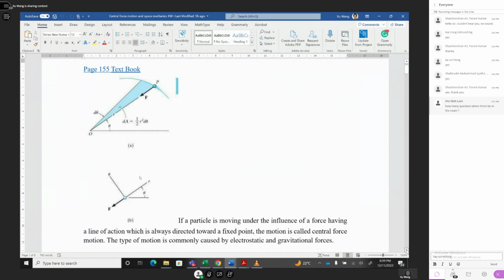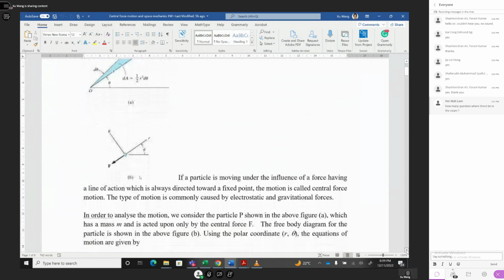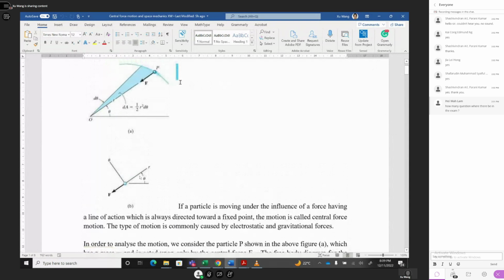We start with this issue. In order to analyze the motion, we consider particle P, here. This particle P moves under the central force. We use polar coordinates: r is positive pointing outward, and theta is positive anti-clockwise. This is our coordinate system.